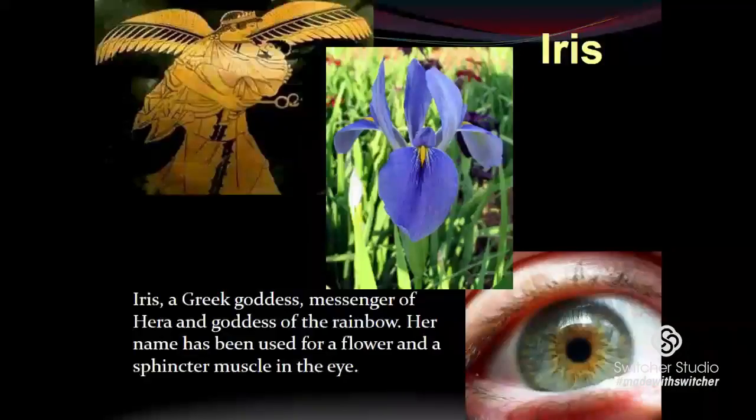Iris, we've mentioned Iris before, named after the goddess of the rainbow, the messenger of Hera. There is a Greek depiction of her with wings. There's the iris flower, and she also gave her name to that sphincter muscle in the eye, because it's made up of different colors. The iris flower, you get them in all colors.